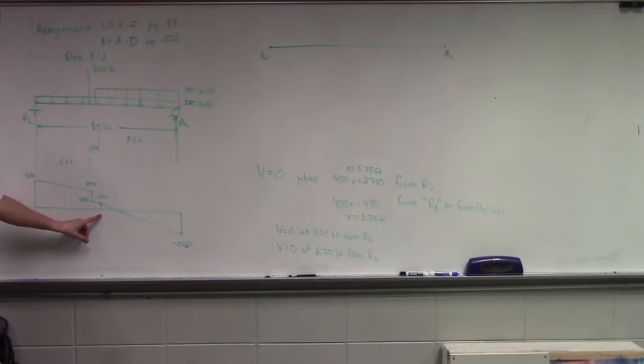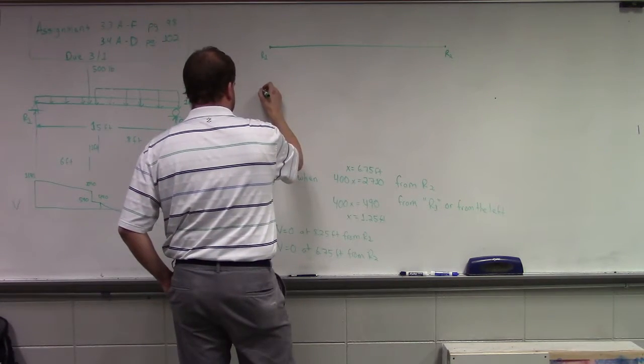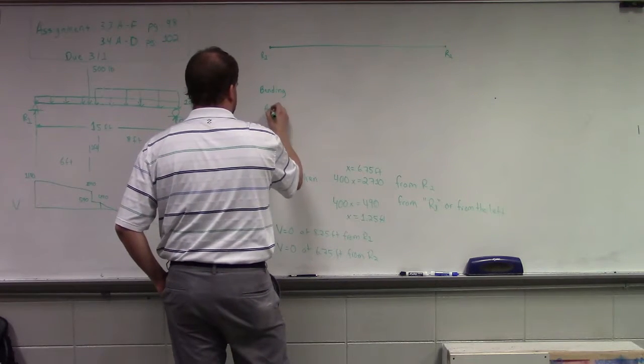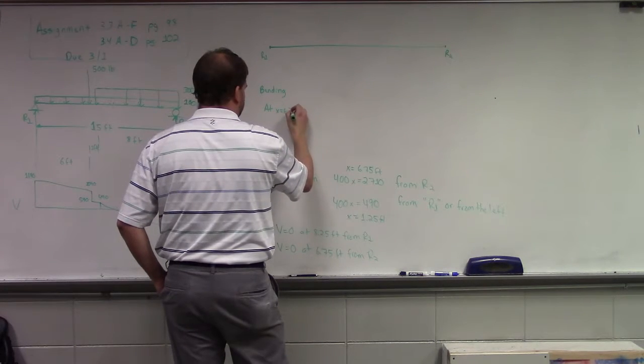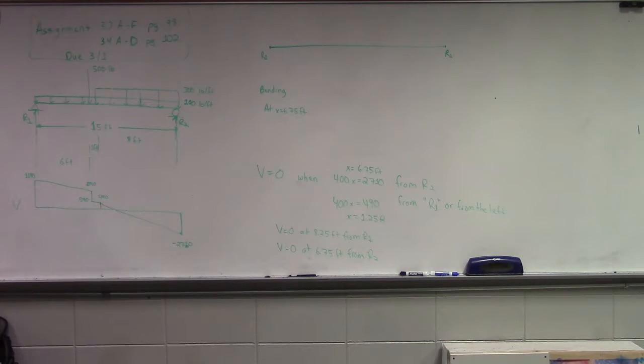But we need to figure out what's going on in between. So we already know that we need to figure out what's going on here, right? What is our bending at x equals 6.75 feet? And what is the process? Do we remember what the process is for determining bending? What's different about bending than about shear? You have to pass the point load.